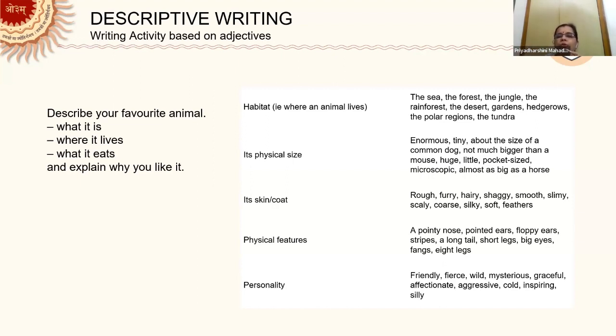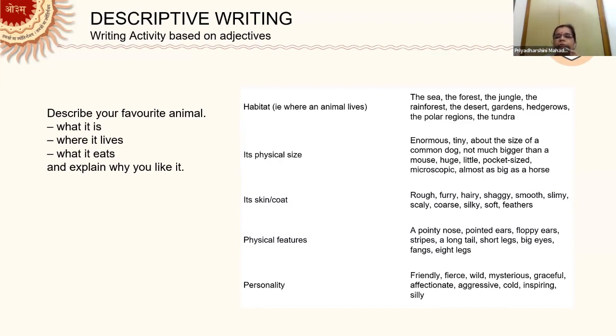Then its skin coat. That is whether it is rough or furry, hairy, smooth, slimy, scaly. So all these 4 to 5 words you can give them so that they won't get confused also. Then physical features also. A pointy nose, floppy ears, stripes. It has got stripes all over the body, a long tail, a short tail, short legs, big eyes, 8 legs. So all these things you can tell them how to go about describing an animal.